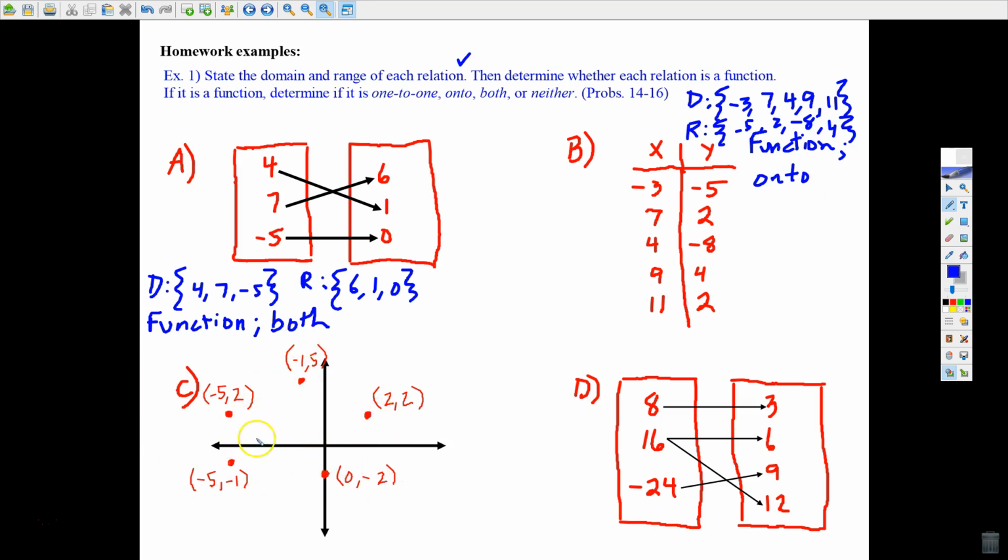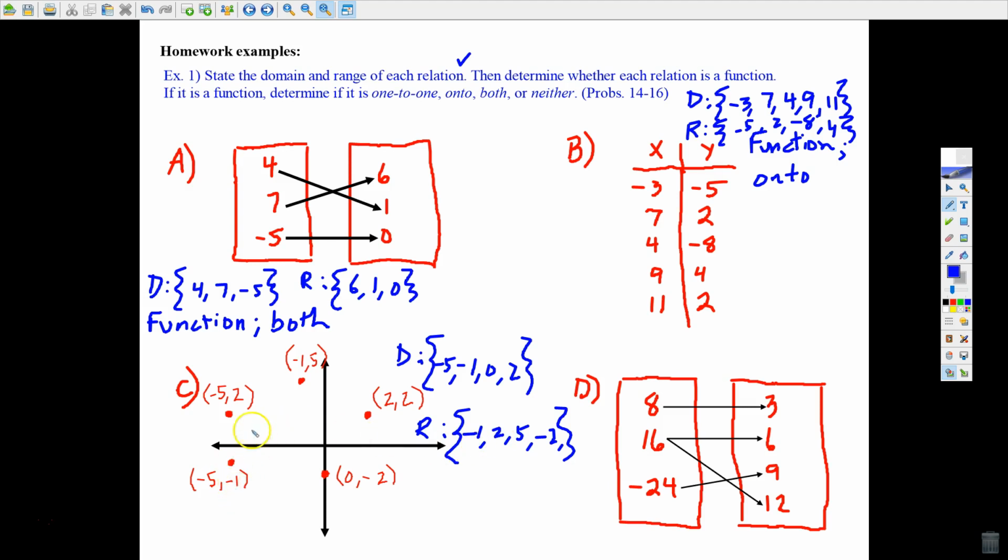Here's a set of ordered pairs. First of all, let's do the domain and range before I forget again. So let's pick out all the x coordinates. We have -5. We have -5 again, so that should tell us something. -1, 0, and 2. Notice I just did those in order from left to right. And then the range: -1, 2, 5, -2, and then I got 2 again, so I'm not going to list it more than once.